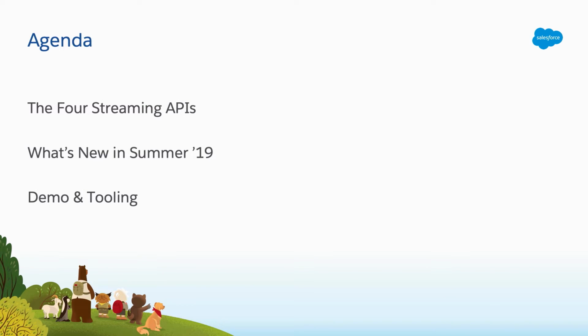So today, we are going to see 3 things. I'm going to talk about the 4 streaming APIs. I'm going to describe what these are, compare them, explain a bit what they share in common, and what are also use cases for those. Then I'll jump into the new things that will come in summer 19, and I'll finish with a small demo and some tooling how to play with streaming APIs.